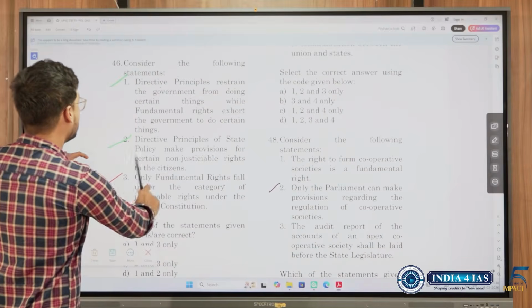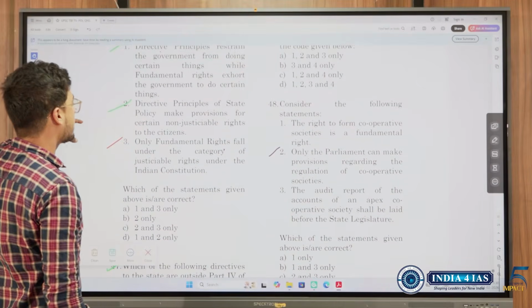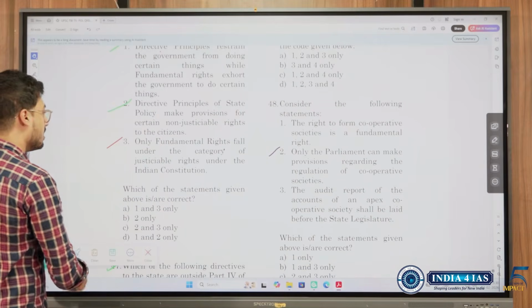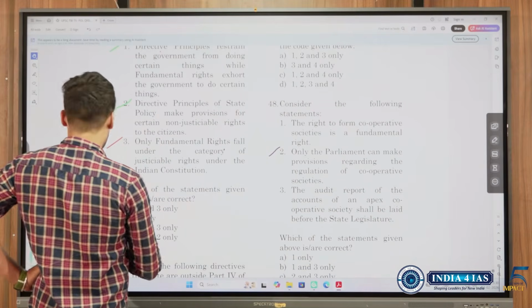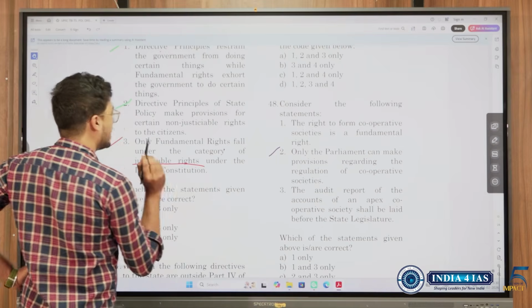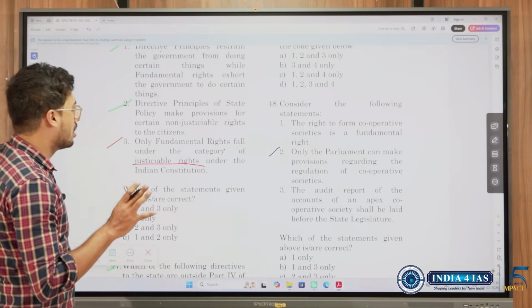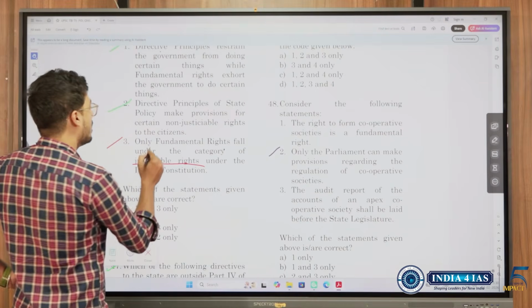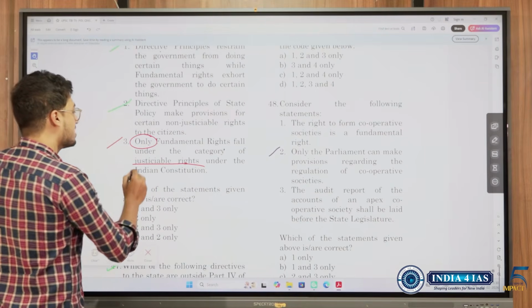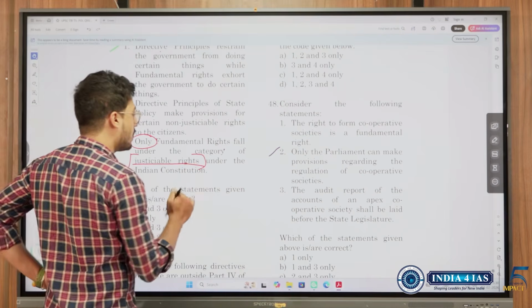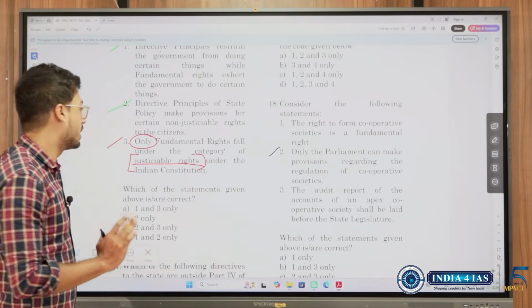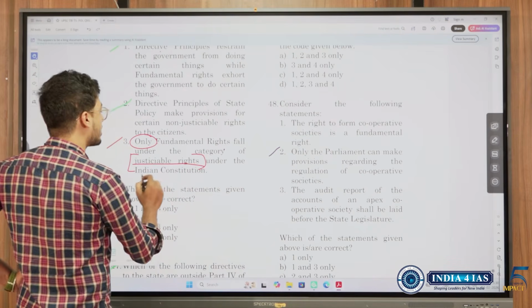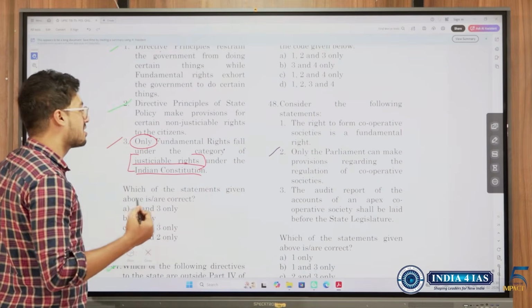Now this is a simple thing. Only fundamental rights fall under the category of justiciable rights under the Indian Constitution. Do not confuse here. The Constitution is very broad. Fundamental rights, DPSP, fundamental duties, and there are many more subjects besides these. Among DPSP and fundamental rights, only fundamental rights are justiciable. But when we consider the Constitution as a whole, there are so many rights which are justiciable.